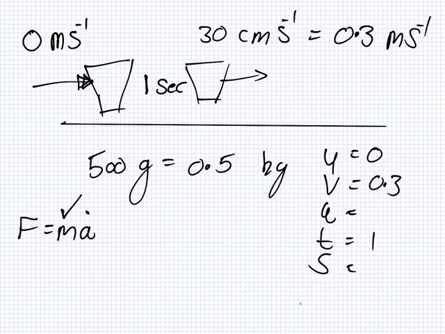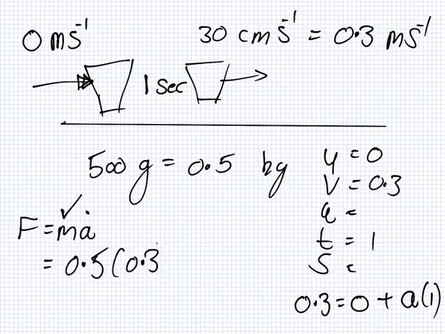So we'll use v equals u plus at. Can you see that, Andy? Yeah. So what's the a? 0.3 over 1, yeah. So this is the formula of acceleration. So 0.5 multiplied by 0.3, so then it's 0.15 newtons. Okay, you got that, good job.